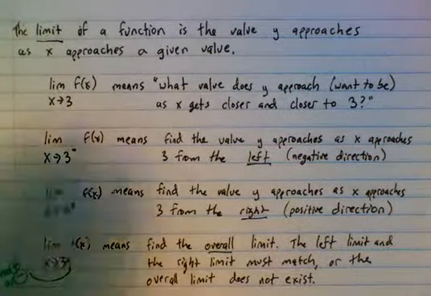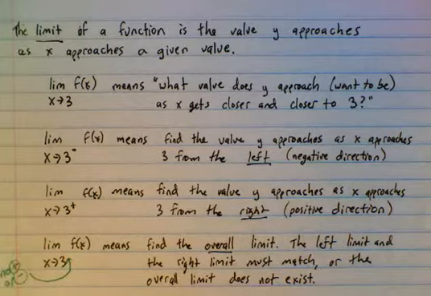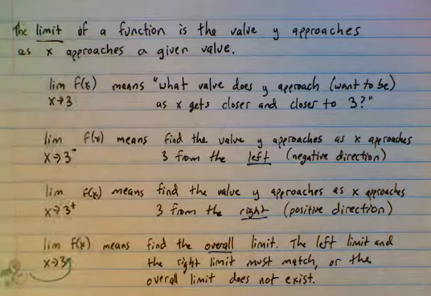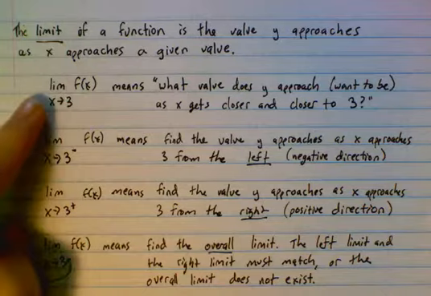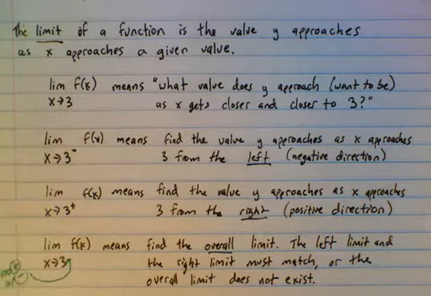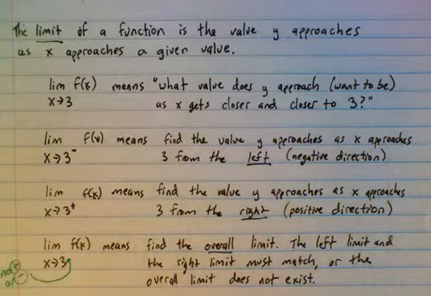So this is really talking about sort of the hopes and dreams of the functions, not what it is, but what it really wants to be. So we're going to write down these definitions and then look at some examples to clear this up. The idea here is that as x gets closer and closer and closer to 3, what value does y approach? What does it want to be?